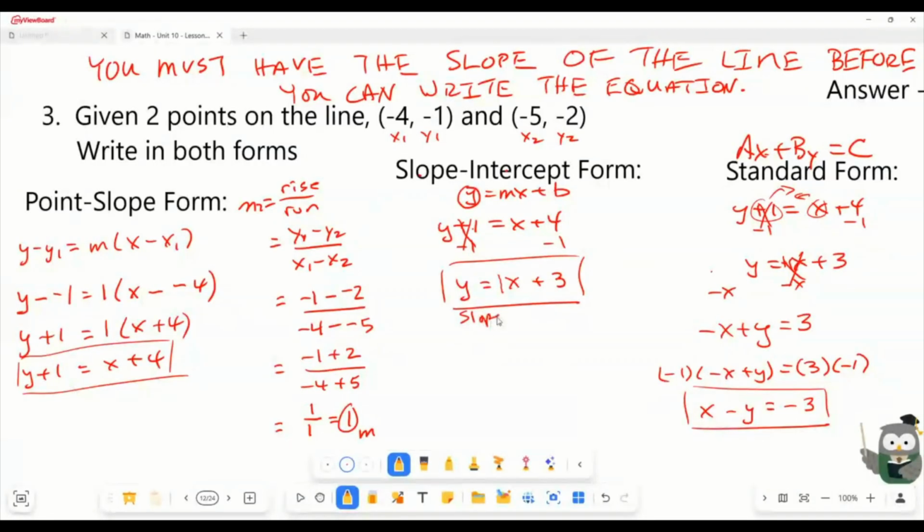Slope intercept, y equals mx plus b. This is in standard form. Ax plus by equals c. Ax plus by. X and y on the same side.